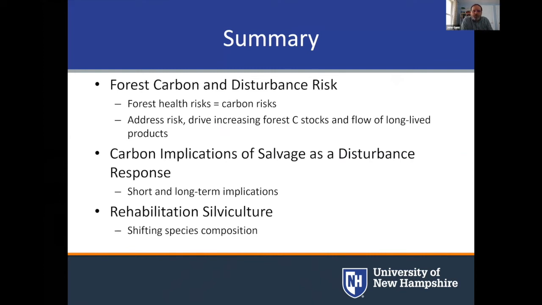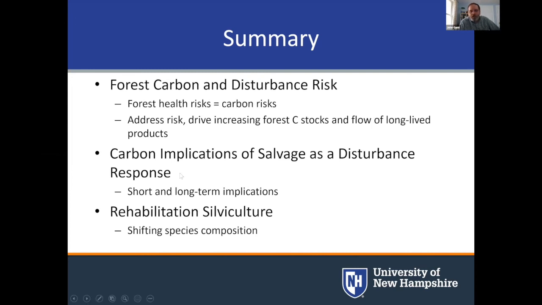So, a quick summary from a forestry perspective: I see addressing these forest health risks as really addressing carbon risks as well. The good news in terms of forestry is that we've already got tools and a mindset for thinking about these things. Being able to communicate about those values, and how those activities can buffer or mitigate risk and stabilize those carbon stocks, is a value, and that gets us to the goal of addressing that risk and driving an increase of forest carbon stocks over time. And oh, by the way, when we do that, we get larger diameter trees that go into longer lived products.